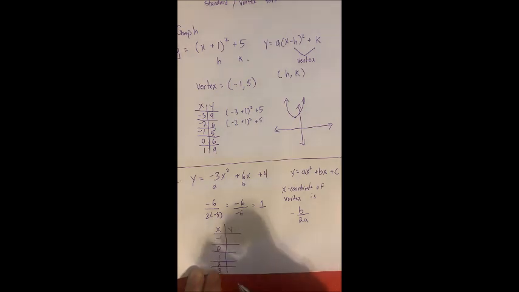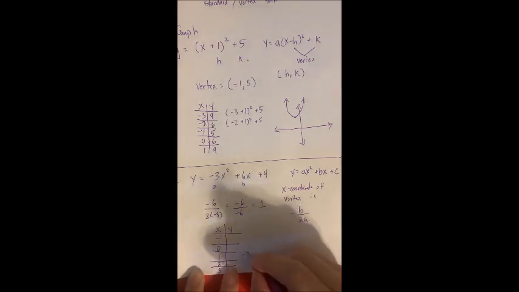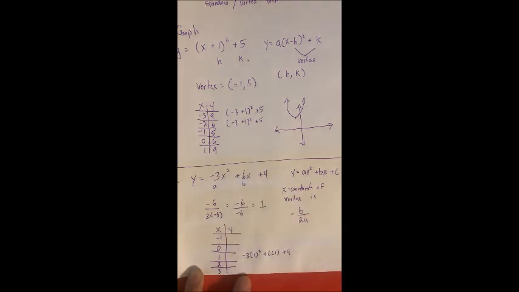Here, we're not given a y coordinate, so we're going to have to plug 1 into our equation to find the y coordinate of our vertex. So let's go ahead and do that. Negative 3 times 1 squared plus 6 times 1 plus 4. So 1 squared, that's 1. Negative 3 times 1, that's negative 3. Plus 6 plus 4. So negative 3 plus 6 is 3. 3 plus 4 is 7. So our answer is going to be 7 here.